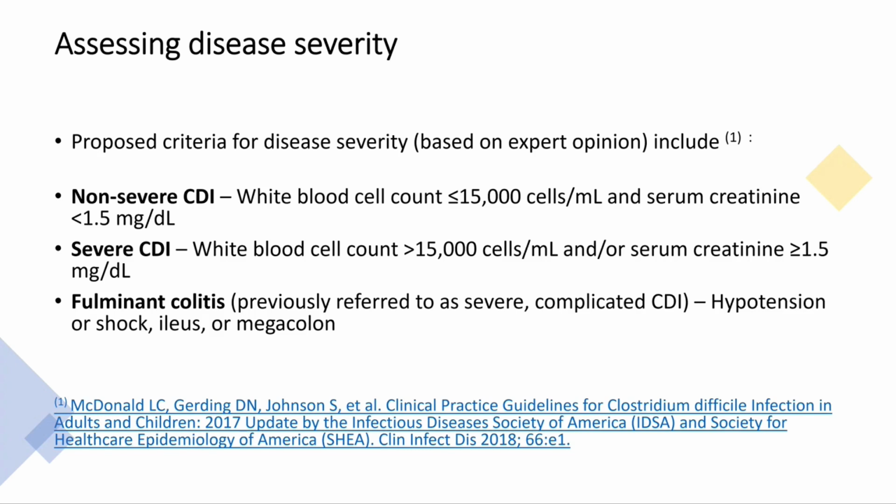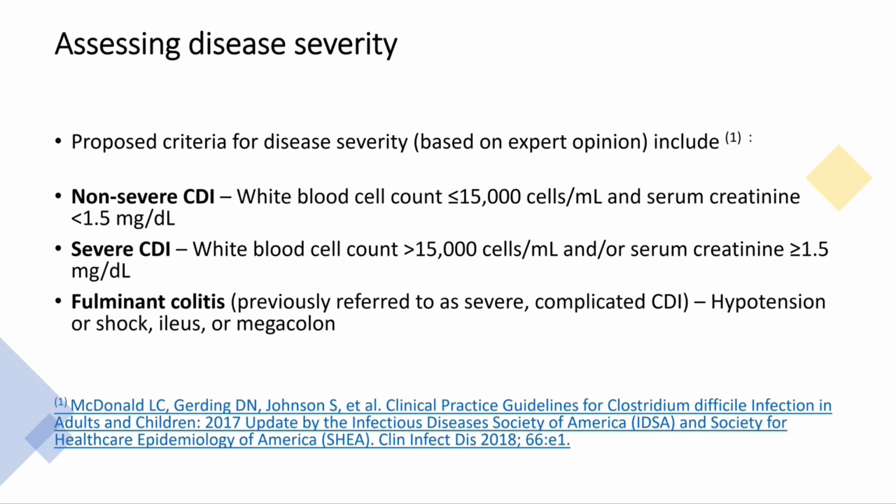So like I said before, in 2017, they had the treatment guidelines according to the severity. So they had non-severe, severe, and fulminant. Now it's just fulminant or not fulminant. But to give you an idea of what the severity was based on, it was basically based on white blood cell count and creatinine. So non-severe was white count less than 15,000, and a creatinine less than 1.5. And severe was defined as a white count greater than 15,000, and a creatinine greater than 1.5. And then fulminant would be anybody who had toxic megacolon, ileus, hypotension, shock, things like that.